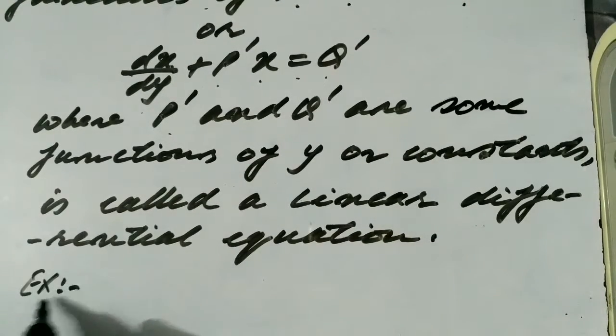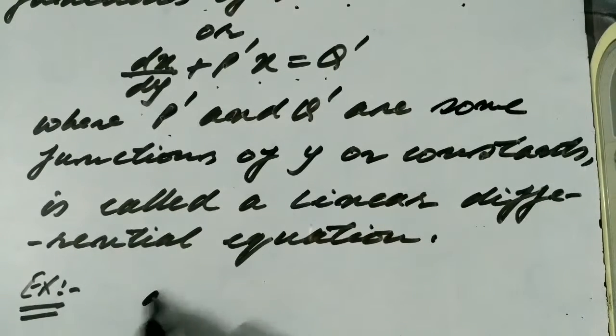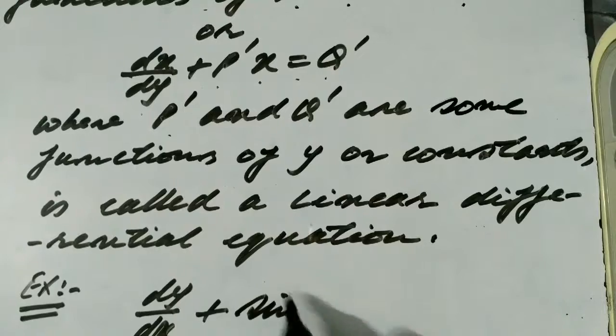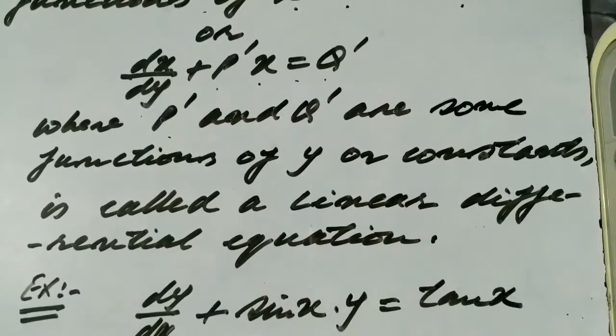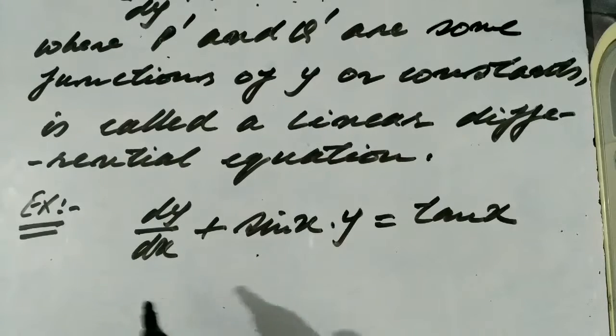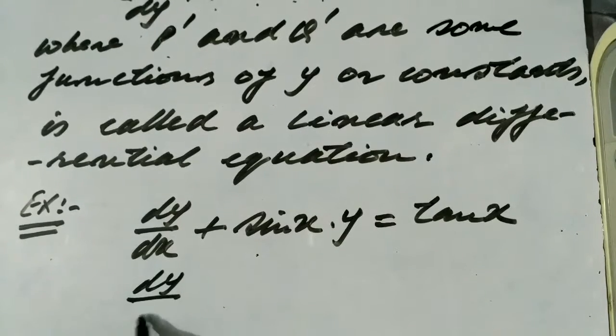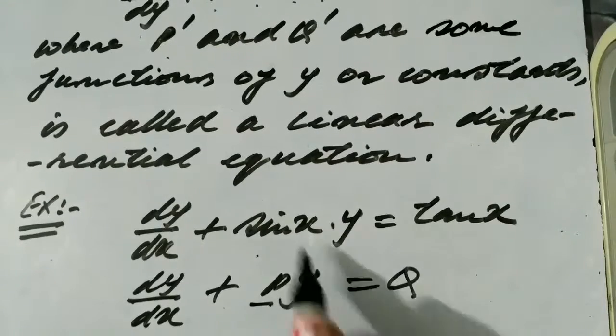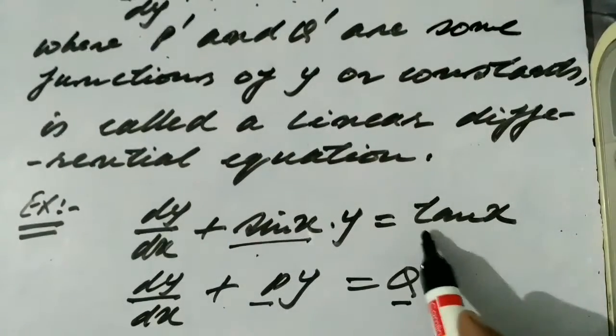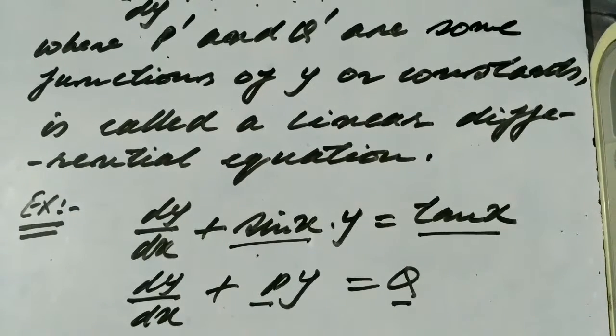For example, dy/dx + (sin x) y = 10x. Here we see this is exactly in the form of dy/dx + Py = Q, where P is a function of x, that is sin x, and Q is another function of x, that is 10x. So as we have defined, a differential equation of the form dy/dx + Py = Q, where P and Q are some functions of x or constants, is said to be a linear differential equation.